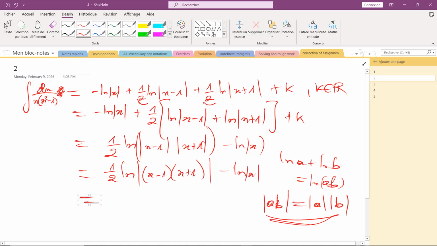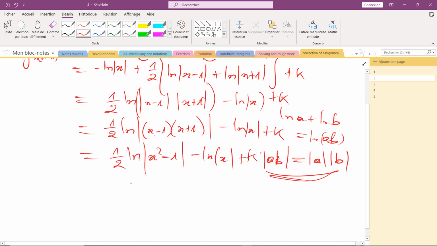So this will be equal to what? This will be equal to a half ln of what? This times this gives x squared minus 1, minus ln of x. Don't forget your constant of integration, plus k. This is a much simpler expression to work with. With such an expression, you can easily come out with the answer. You understand what I'm saying?